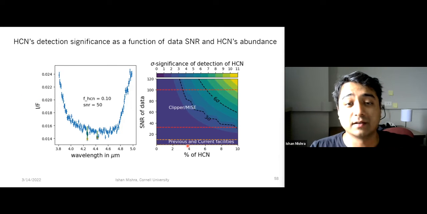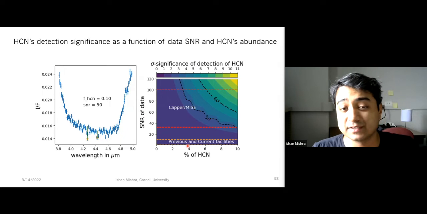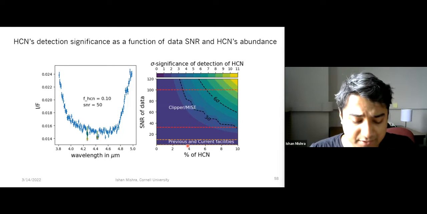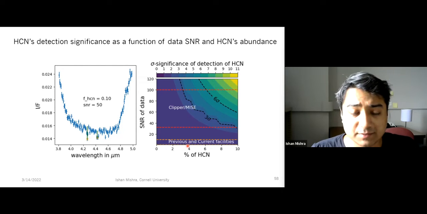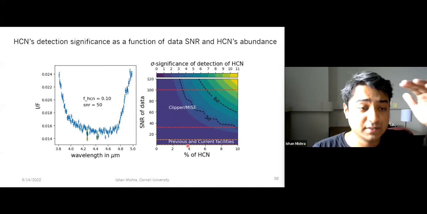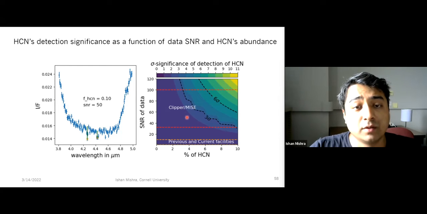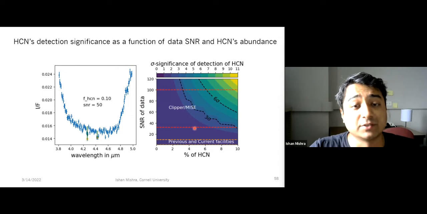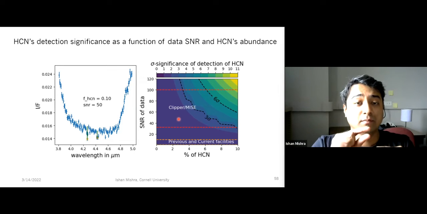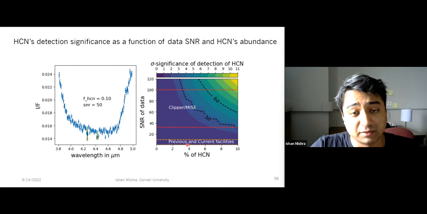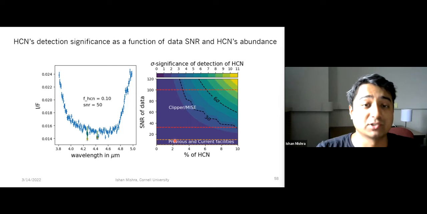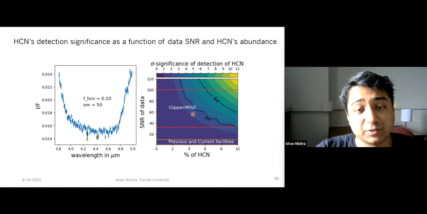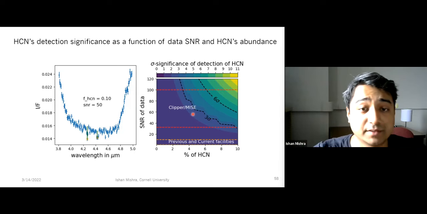And here I'm also showing rough estimates for the ability of previous and current facilities, which includes ground-based observatories and Galileo and Cassini and all these spacecraft. They have been scaled to the same spatial resolution as Clipper MISE. So imagine Clipper observing a 10-kilometer pixel on the Europa surface, and these other facilities observing the same patch, and what would the data quality from that patch look like? That is what I'm comparing here, because Clipper is going to map most of Europa at a 10-kilometer resolution.